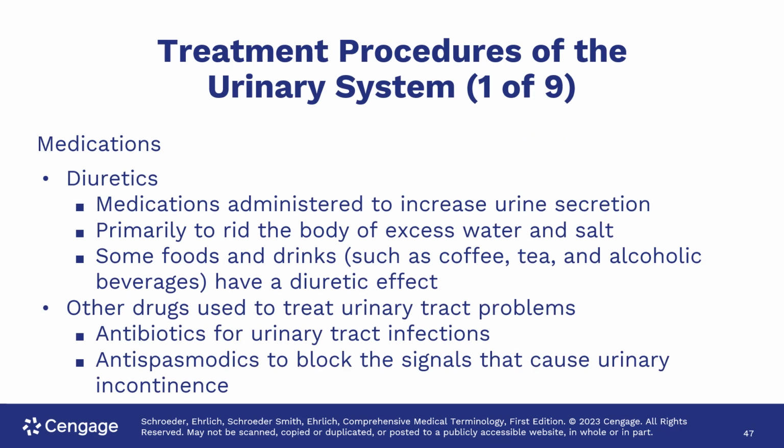Medications used to treat diseases of the urinary system include diuretics to increase urine output and eliminate extra fluid and salt. Antibiotics are used to treat infection. Antispasmodics are used to treat incontinence.